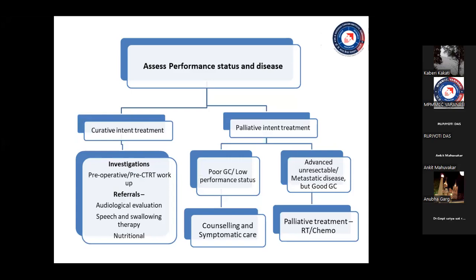So while assessing, this is an algorithm for planning the treatment schedule. For that, we need to first assess the performance status as well as the site, size, and histology of the disease, and then plan the intent of the treatment, that is curative or palliative. If we go ahead with a curative intent, we'll do all the preoperative investigations or the pre-CTRT workup with audiological and speech and swallowing assessment. For a palliative intent, if the performance status is quite low, then it goes for just symptomatic care. And if it is advanced unresectable disease, however, with good general condition, we can also go ahead with palliative radiation or chemotherapy.